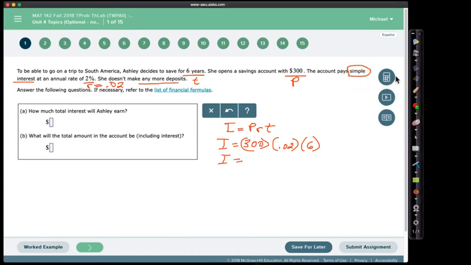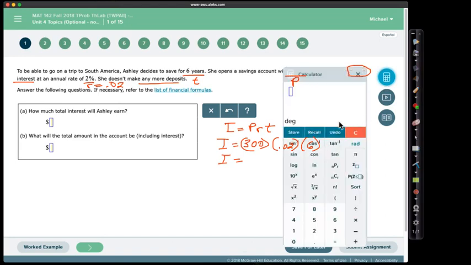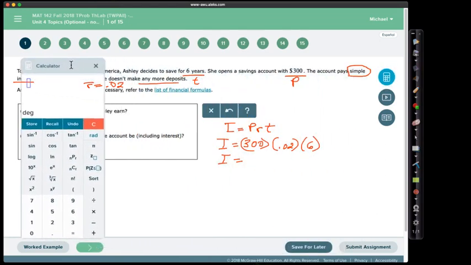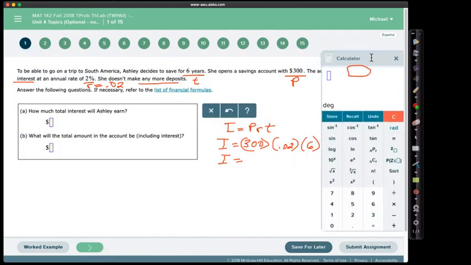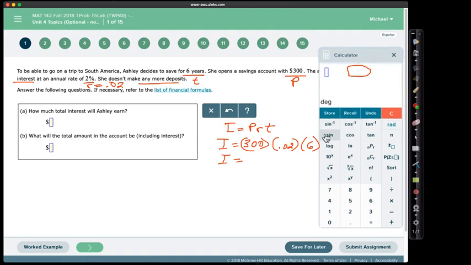Okay, so then we've got 300 times 0.02 times 6 equals $36. That doesn't get her very far, but that's what it is. 36. So in a moment we'll put it back over here.